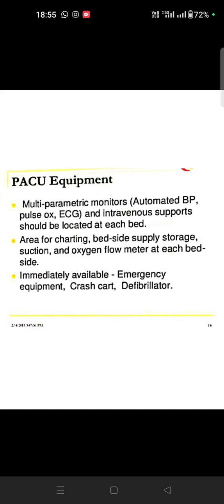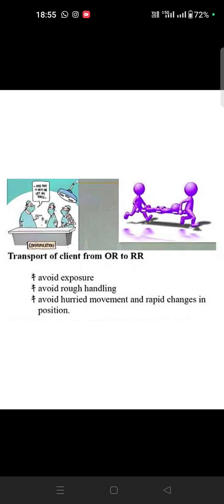Parametric monitors for BP, pulse, ECG, intravenous supports such as syringe pumps and all will be there. Charting, bedside supply, storage and suction, everything will be there. Emergency equipment such as a crash cart and defibrillator will be immediately available. So avoid exposure, avoid rough handling, avoid hurried movement and rapid change of position.